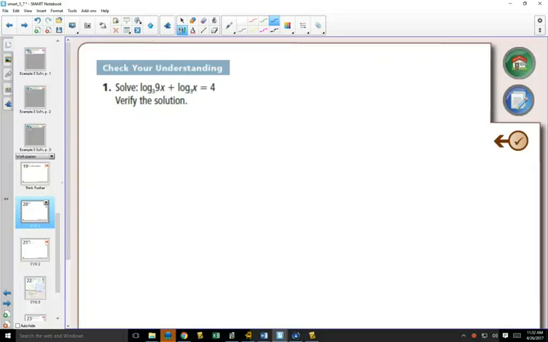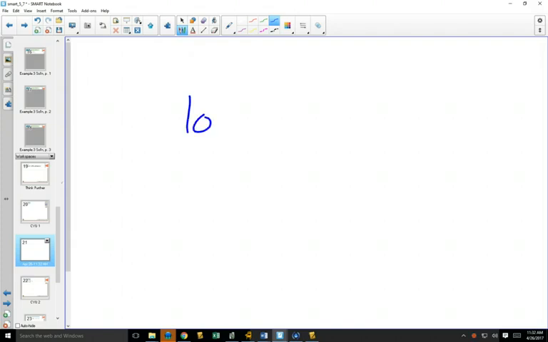Now, solving log equations. Before we get to this one, here is the most simple log equation that we could solve. A log equation is where the x is inside of the logarithm. Looking at this, can you tell me what x is just by looking? It's 8.